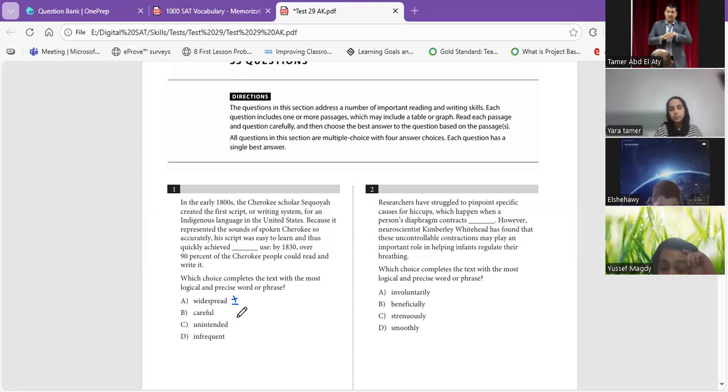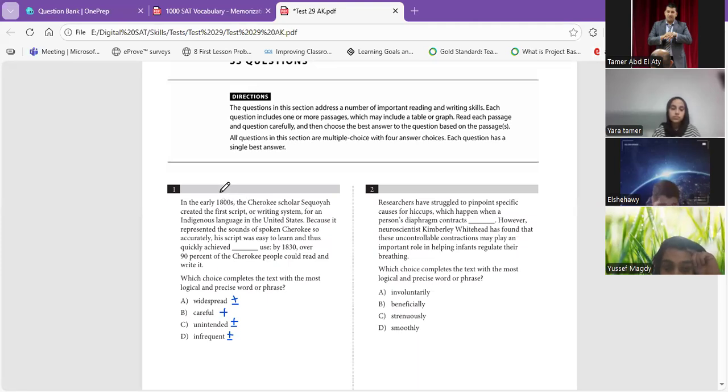Careful. You know that careful is positive from the beginning. Unintended means not planned or meant. Neutral also. Whenever we have neutral, we're going to go to the context clue. Infrequent means not happening often. So also neutral. Can the answer be B? No, because whenever we have neutral, we can't use the odd one out. We have to go to the context clue to find it.